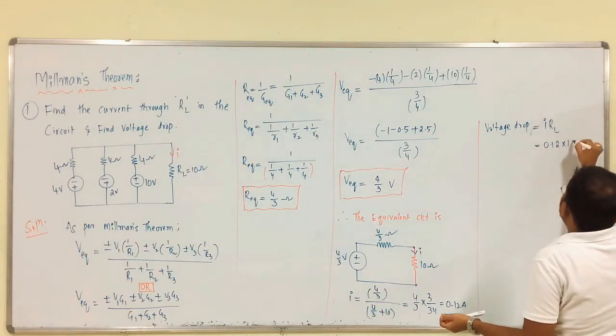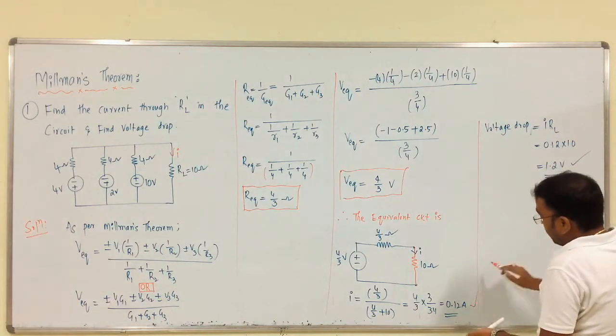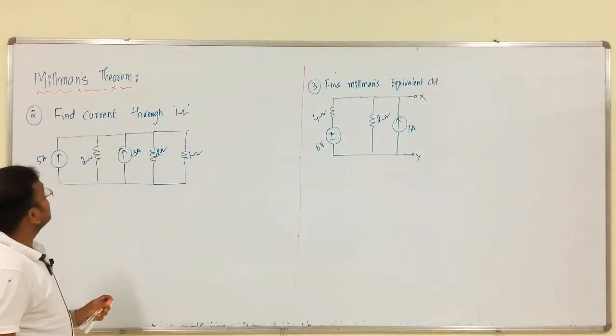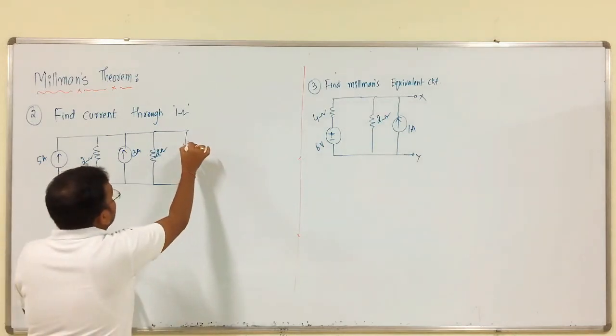R L is what? 10. Therefore, 1.2 volts is nothing but the voltage drop, and this 0.12 is nothing but the current through this branch, and this is the voltage drop. The next problem is: find the current through the 1 ohm branch. We have to calculate the current through this branch.